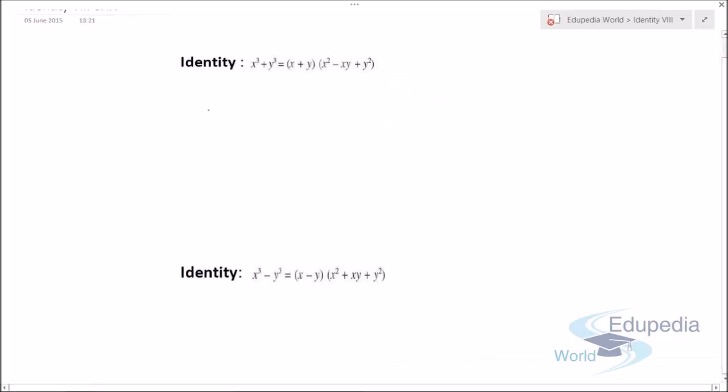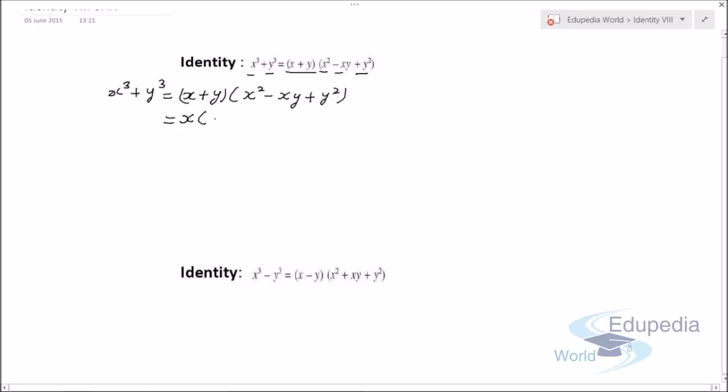Okay, the first identity we will be discussing is x³ + y³ = (x + y)(x² − xy + y²). So we'll solve this identity first. So watch and listen carefully. So our identity is x³ + y³ = (x + y)(x² − xy + y²). So again, how you can solve this identity is by bracket multiplication. So what we do is we'll do bracket multiplication.